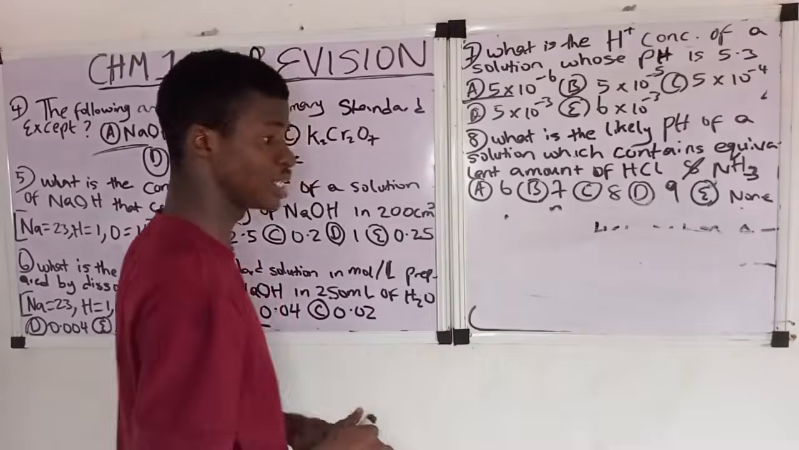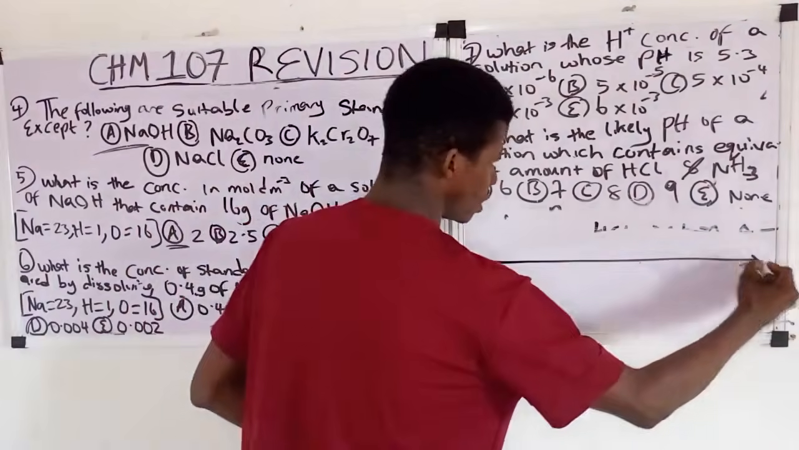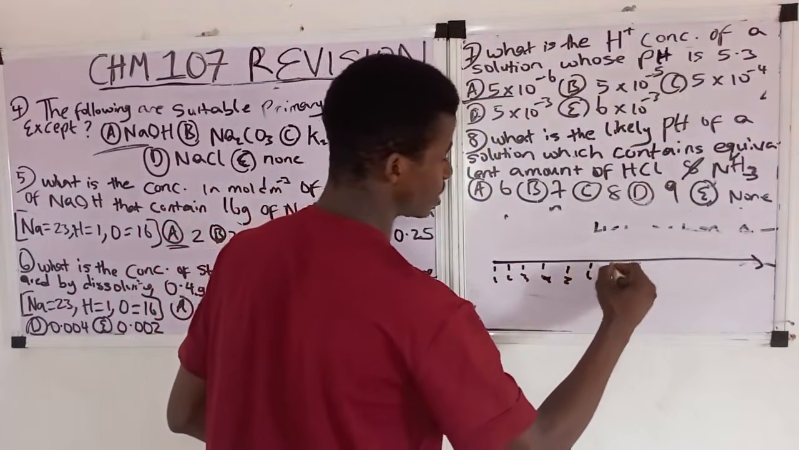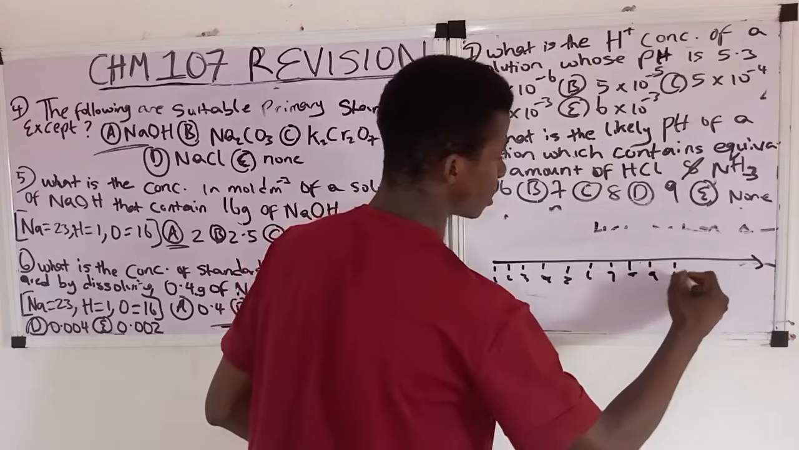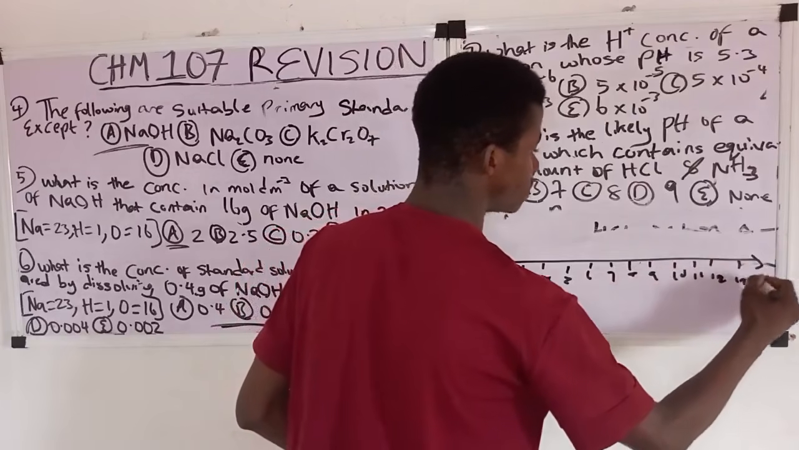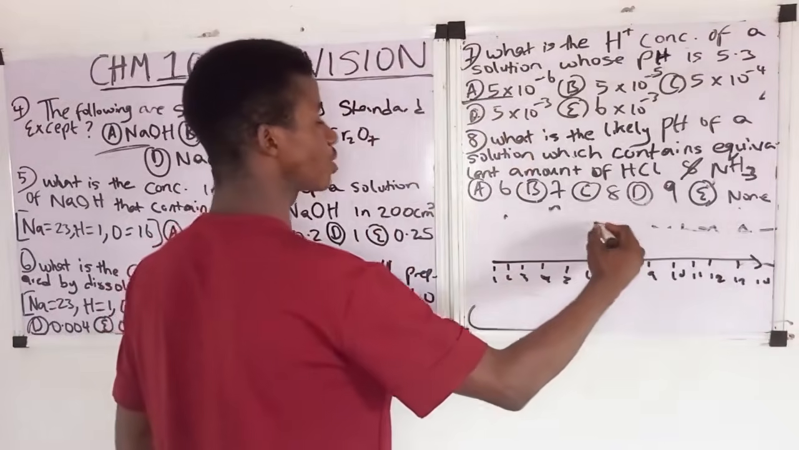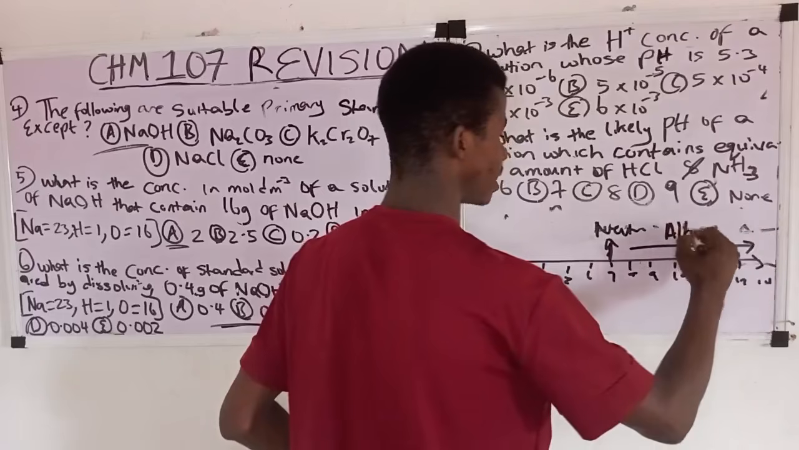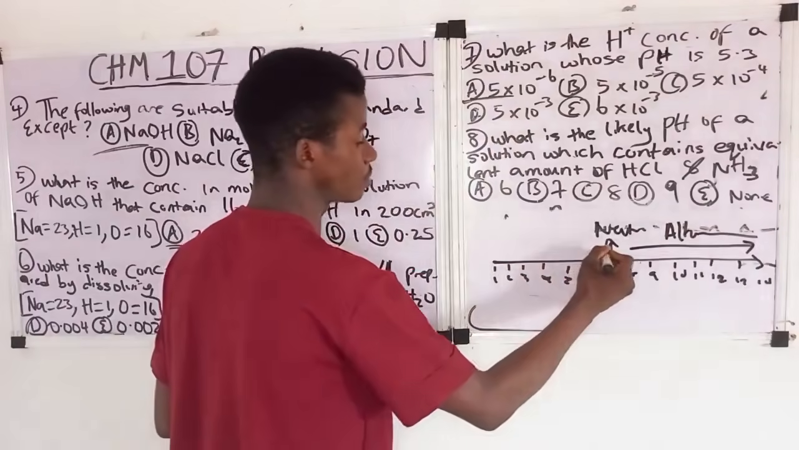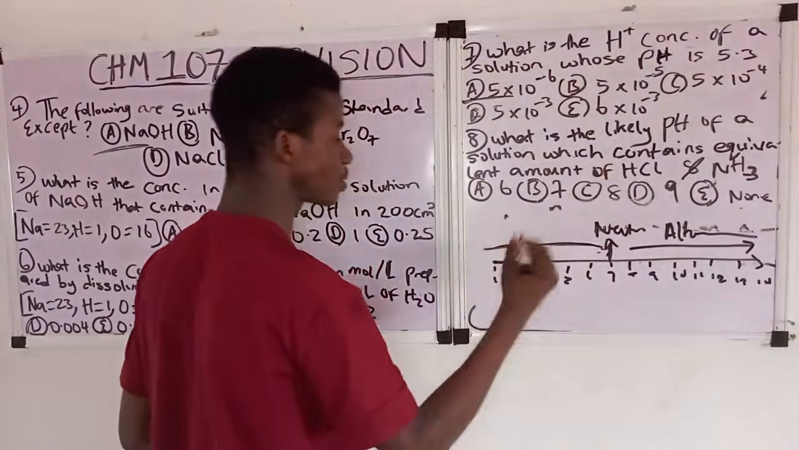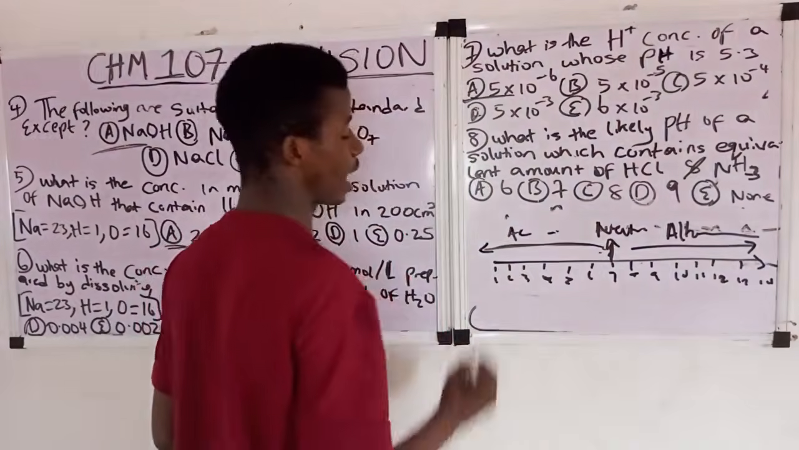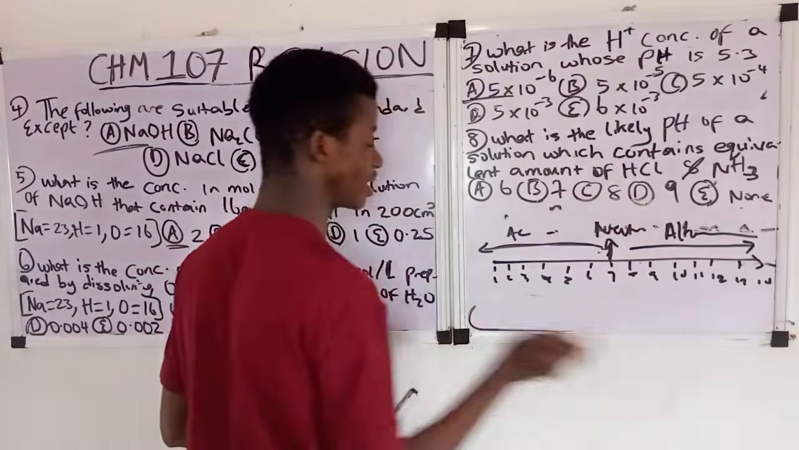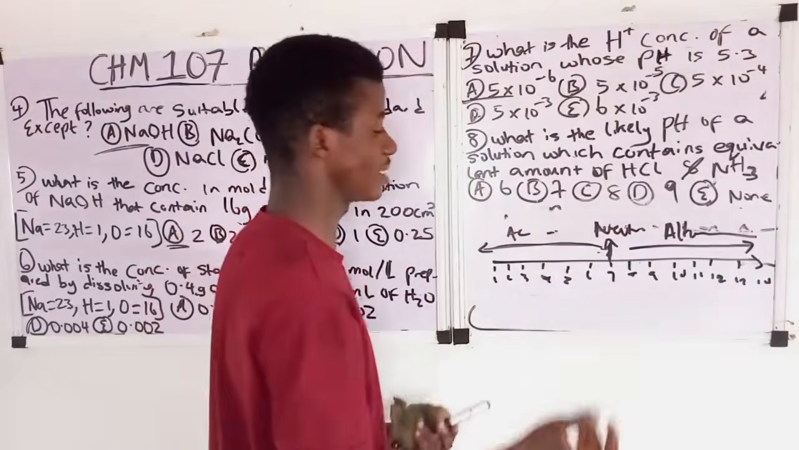I remember in the pH scale, we have 1, 2, 3, 4, 5, 6, 7, 8, 9, 10, 11, 12, 13, 14, right? In the pH scale, we all know that 7 is neutral. Then from 8 to 14 is alkaline, and from 1 to 6 is acidic. Acidity increases in this direction, alkalinity increases in this direction. So substances with pH 1 are very acidic. Okay, let's continue.